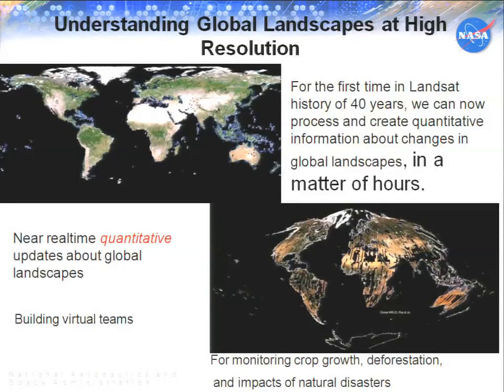Some of the examples. This is 20 years, 30 years of Landsat data. It was never done before. Now we can process 20 years of data very quickly, in a matter of hours, and find a trend, find signatures.